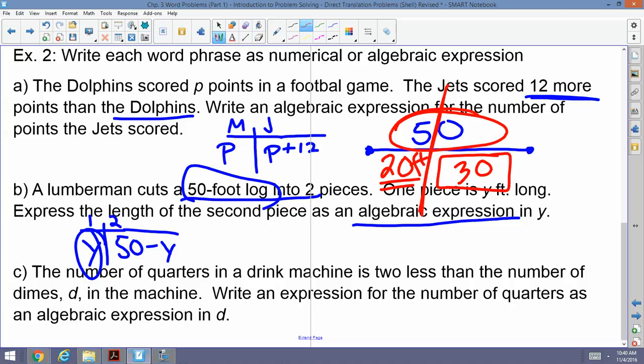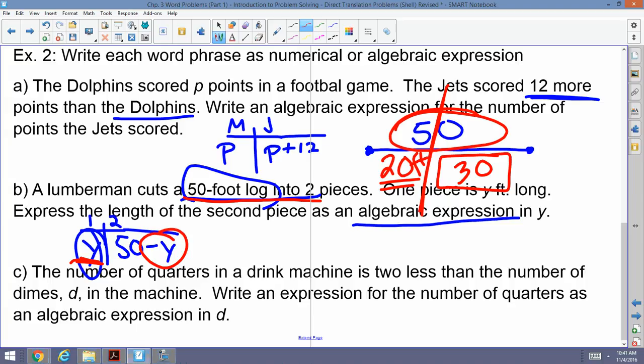So you have, in this case, a 50-foot log. You're cutting it into two pieces. Do I know what the first piece is? No, you do not. It does not tell you. This is why you do not know what that piece is. But the other piece is 50 minus whatever y you took out, because you're trying to find both pieces. Does that make sense? We're trying to find both pieces.